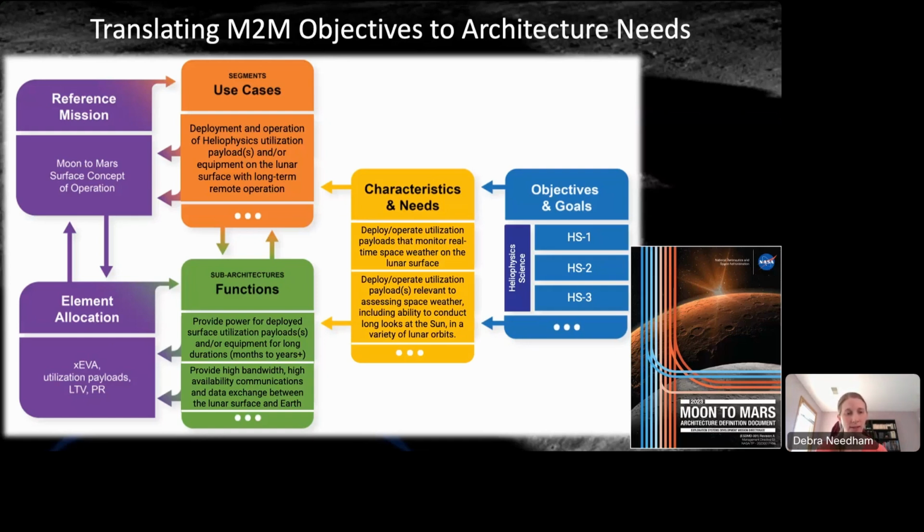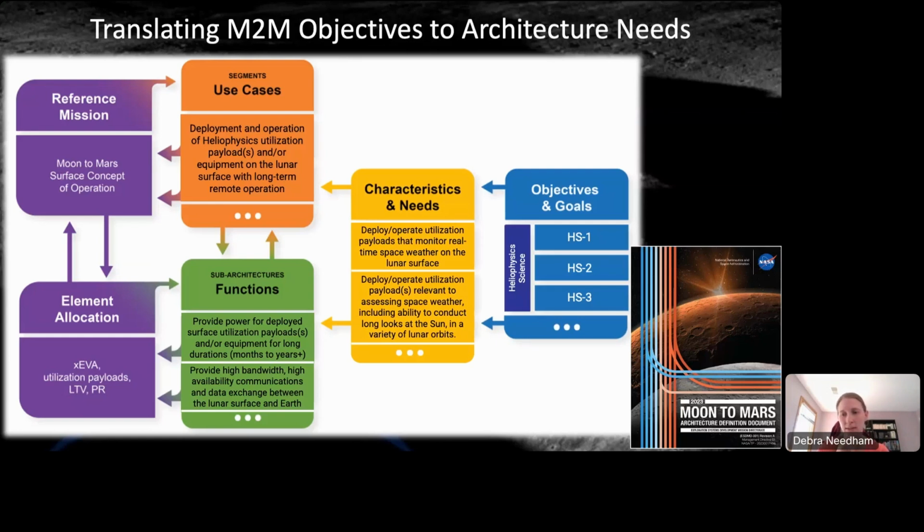And then going to the next step, what are the functions that we need the architecture to have in order to do that? So we need to provide power for deployed surface utilization payloads for long durations. We need to provide communication and data exchange between the surface and Earth. Those are going to drive out the different types of things that we need the elements to do, ultimately requirements on those elements once they're allocated and into the implementation stage. So it's this step-by-step process to get down into what we actually need the architecture to do. So that's the heliophysics example.